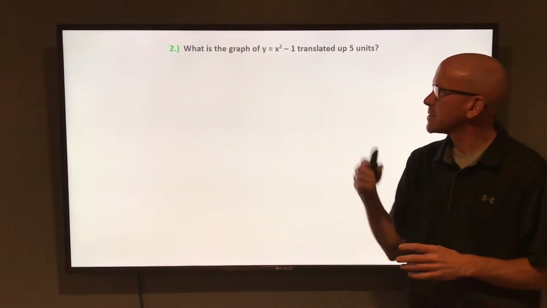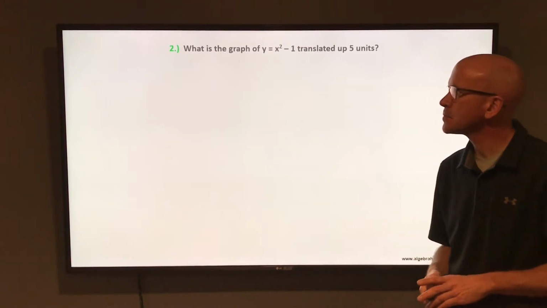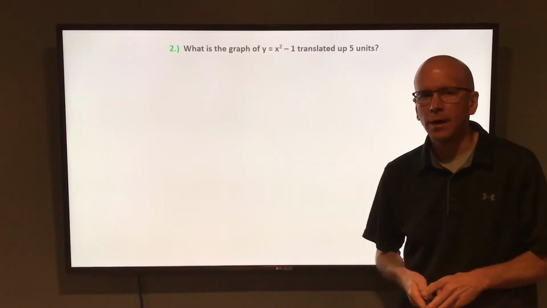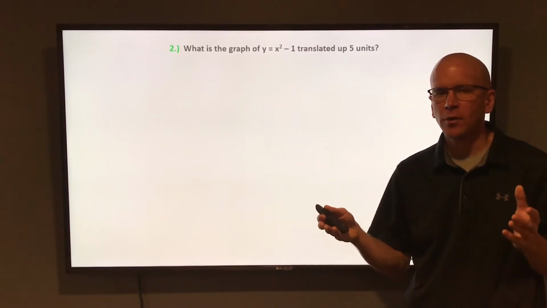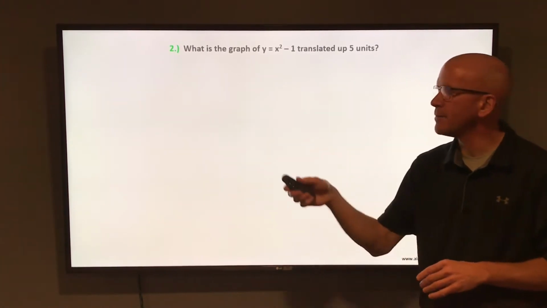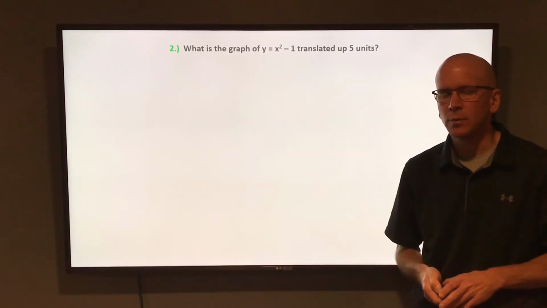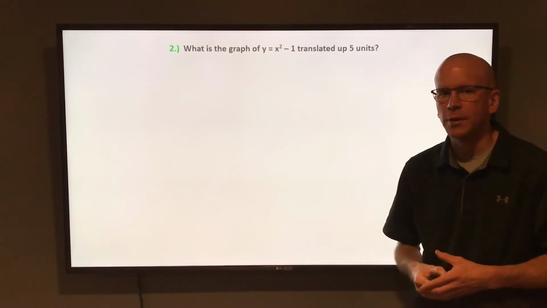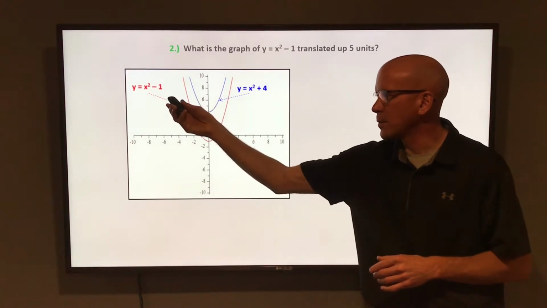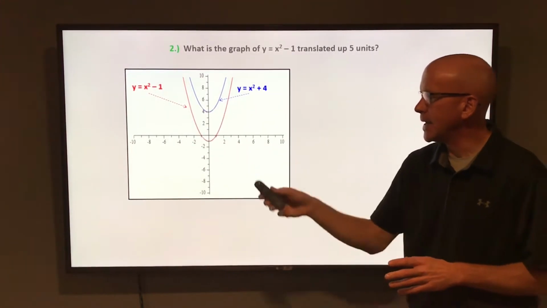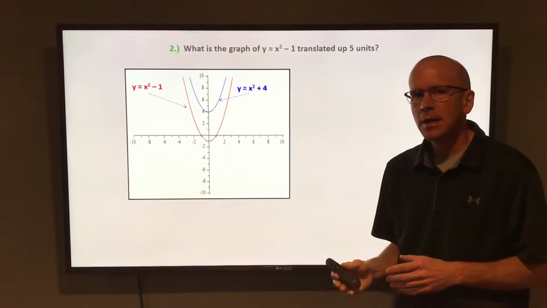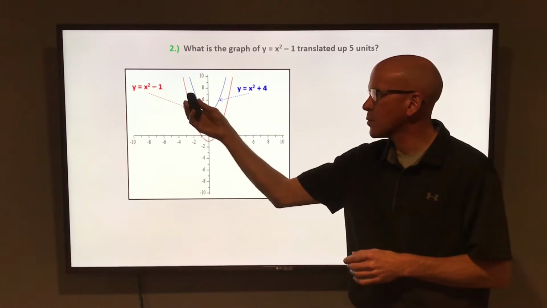What is the graph of y equals x squared minus 1 translated up 5 units? Well, if you're going to translate or shift that up 5 units, you're going to add 5 onto the value of y. You take any point and you add 5 onto the y value, it's going to shift that point up 5 units. That's what's going to happen here: every y value on the graph of y equals x squared minus 1, you're going to add 5 onto it, and it's going to shift the graph up 5 units. So what we're looking at here is the red graph, y equals x squared minus 1. Imagine taking every y coordinate on that red graph and adding 5 to it. It's going to shift the graph up 5 units, and it's going to become that blue graph.